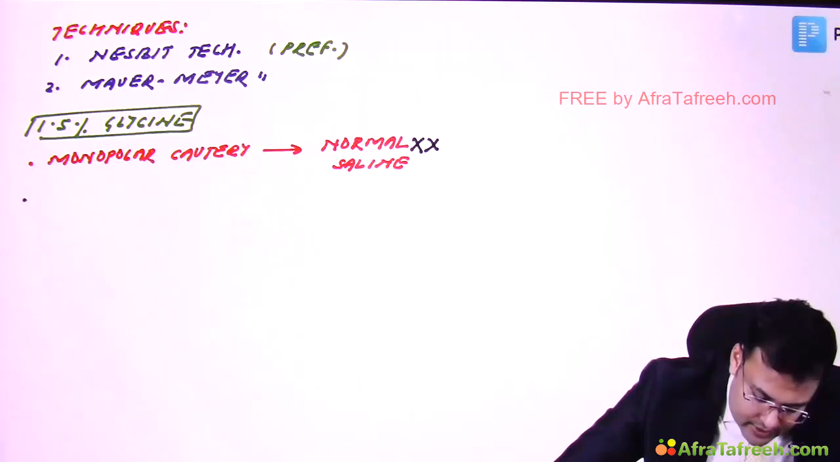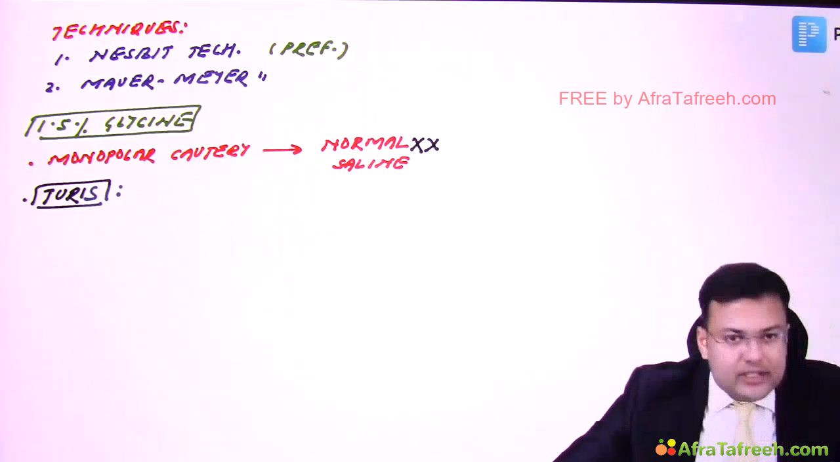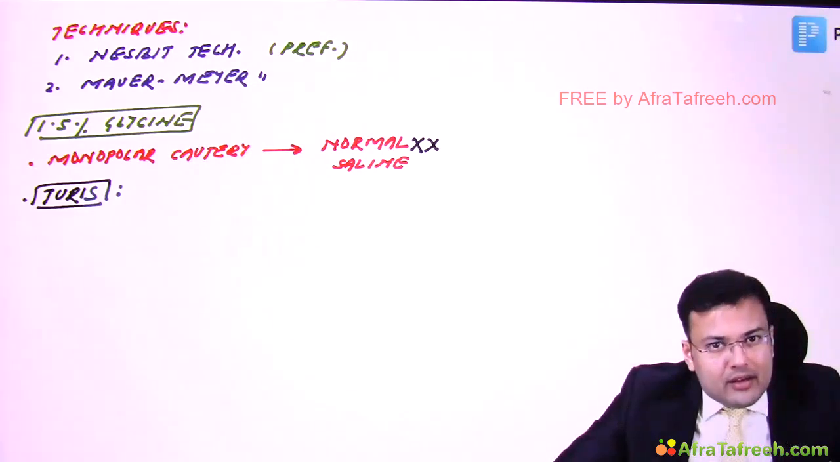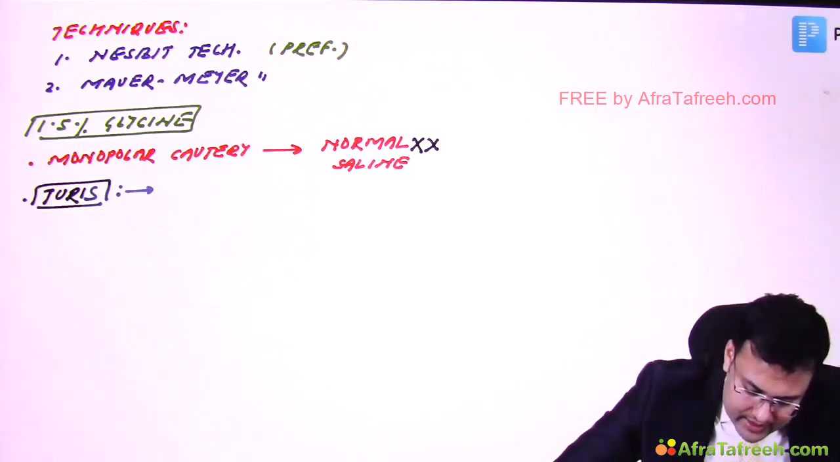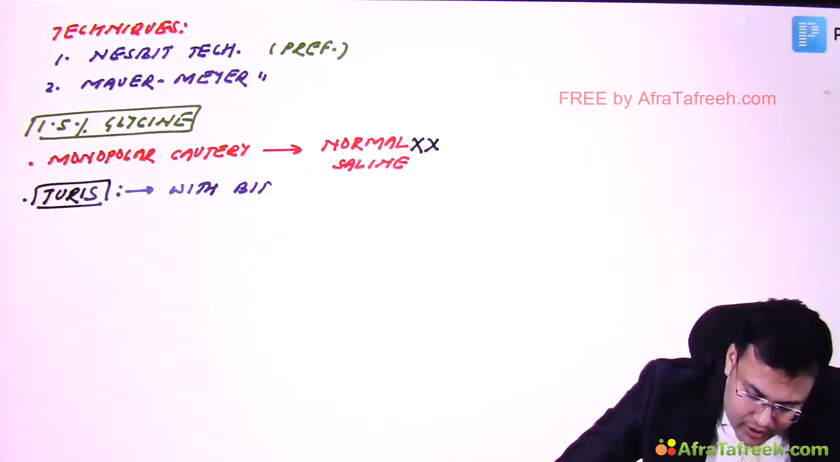There is a term known as TURIS. So what is the full form of TURIS? This is TURP in saline, with the help of which cautery? Bipolar. So this is TURP in saline with bipolar cautery.